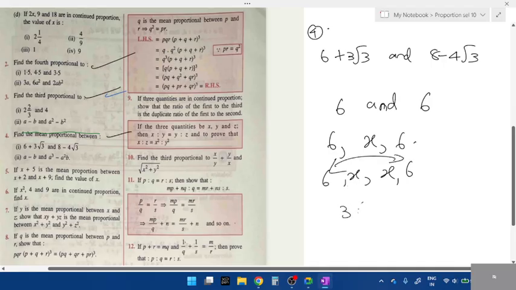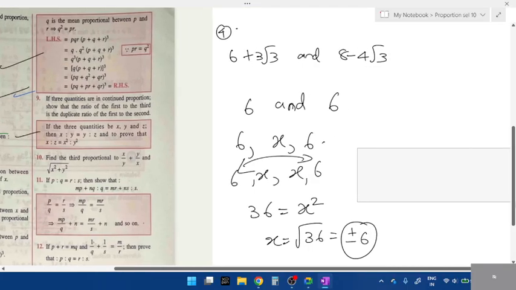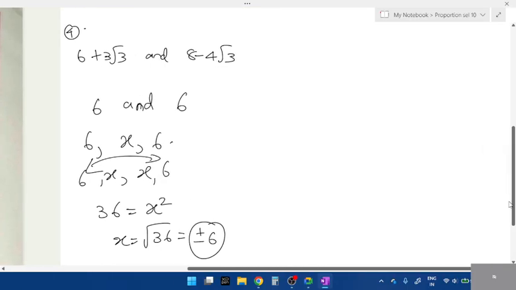6 sixes are 36. x into x is how much? x square. I don't need x square. What happens to the square if it goes to the other side? Answer is plus minus 6. The answer can be plus 6 or minus 6. This is how you have to solve. Try this question for homework.